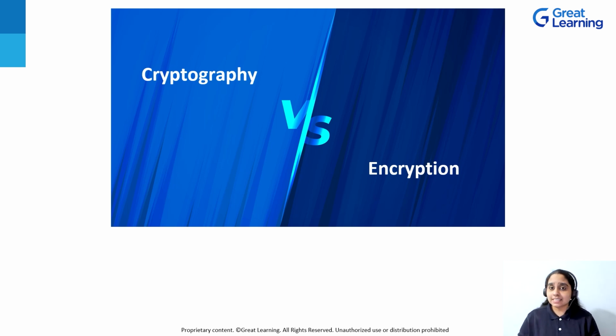Cryptography is basically the study of techniques such as encryption and decryption, whereas encryption is the process of converting plain text into ciphertext. Cryptography deals with the study of protocols, whereas encryption deals in establishing a secure connection between two parties. Cryptography deals with the techniques, whereas encryption deals with mathematical operations and algorithms. In short, cryptography is the superset of encryption. So, hope you all have understood what is the difference between cryptography and encryption.